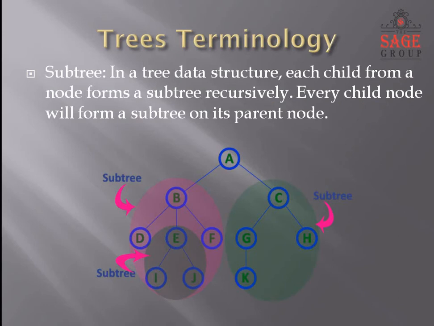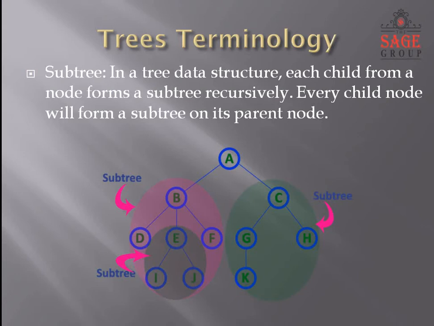Now, these are the subtrees in tree terminology. A is the root and A is having 2 children, B and C. B itself is a subtree because B is again forming a tree, and C is again forming a tree. Similarly, if I look at B, B is having 3 children, D, E and F, and E itself is a subtree.